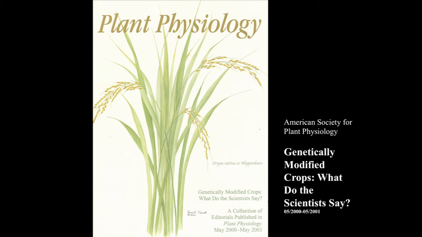Who makes these decisions? Certainly, the world does not share our ethics or our concerns or does not have the resources that we do in the United States. So this informs the debate about global ethics concerning agriculture, how our foods are made, and what choices we make regarding how agriculture is run. Also, we can look to what scientists who have been involved in the field have to say in peer-reviewed journals such as Plant Physiology. This was a special issue published by the American Society of Plant Biologists on genetically modified crops, what do the scientists say?